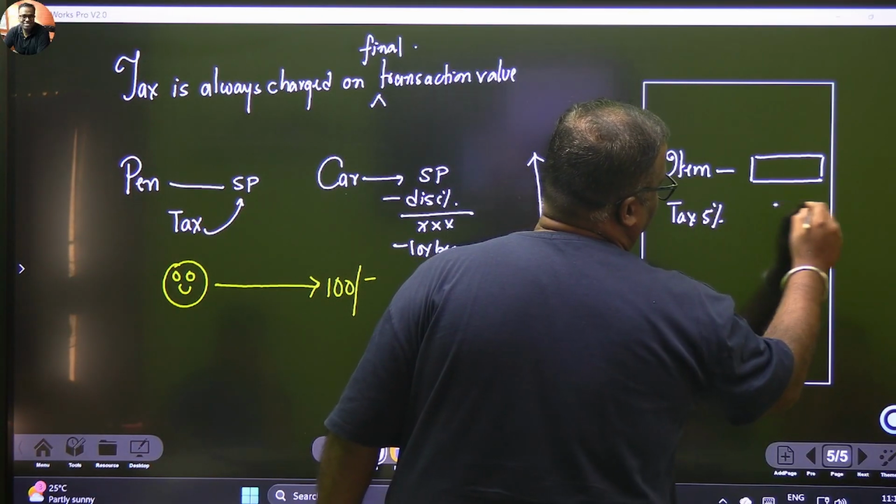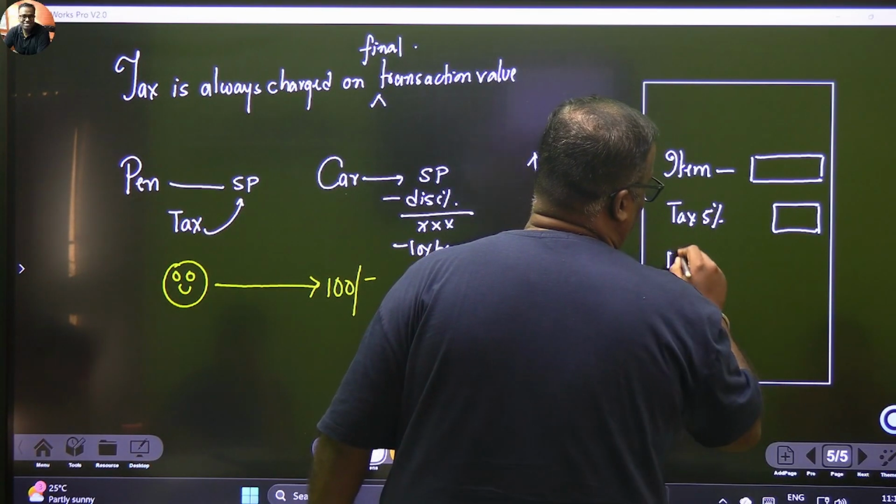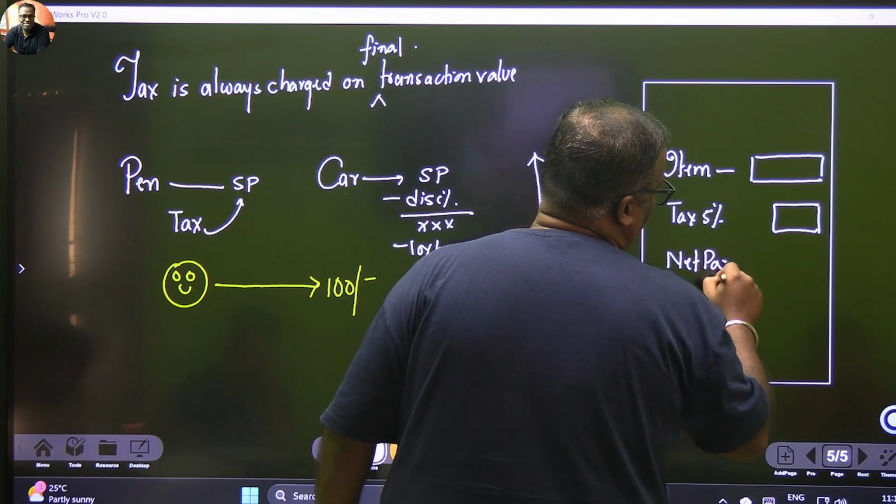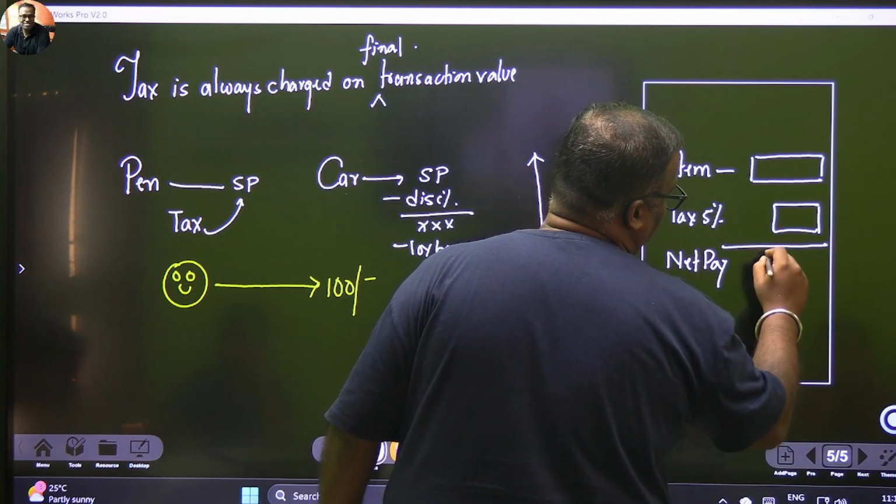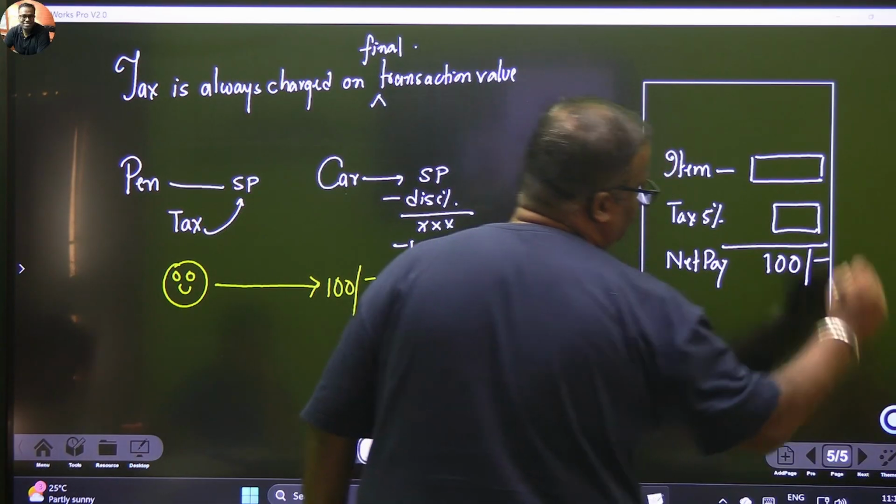5%. Net payable. Now Jaideep Das says, sir, my net payable is... I don't have more money. I just have 100 rupees.